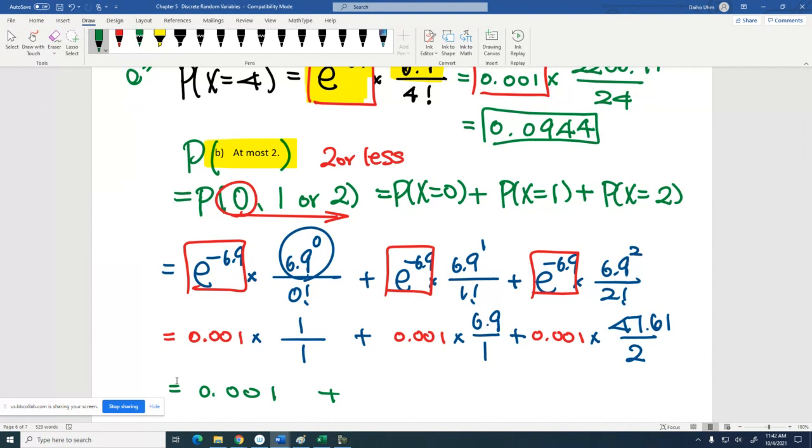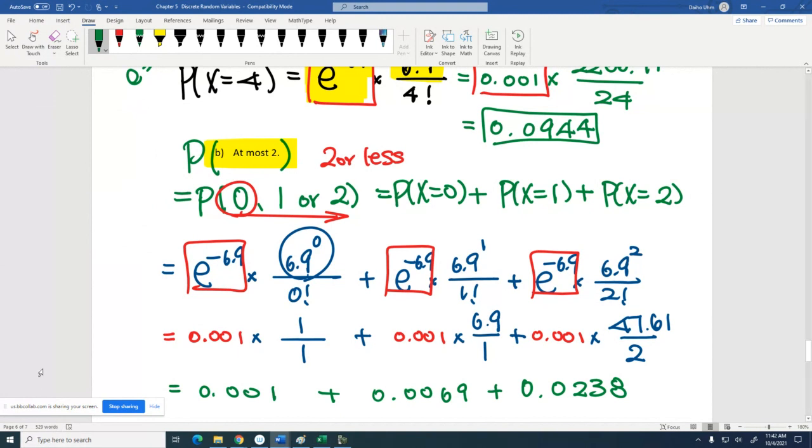6.9 times 0.001 will be 0.0069, and 47.61 times 0.001 divided by 2. The last one will be 0.0238. And simply we just take the sum. That will be the probability at most 2 or less patients arriving. It's between 6 and 7. So far, good, right? Okay.